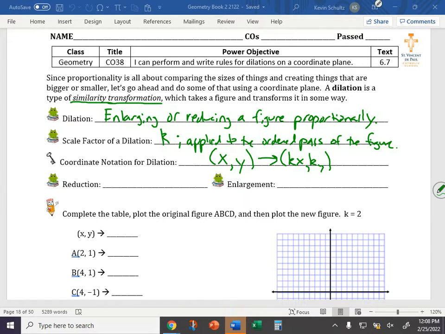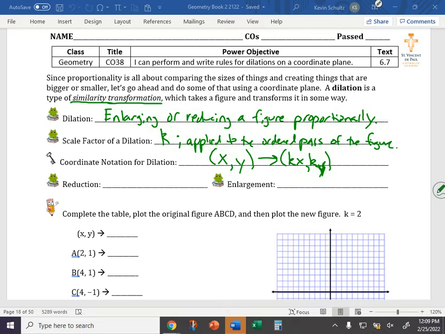So it's going to be kx and ky. I have a dead spot on my board there. Okay, kx and ky. Tell me if I need to slow down here. Are we all good? Okay.